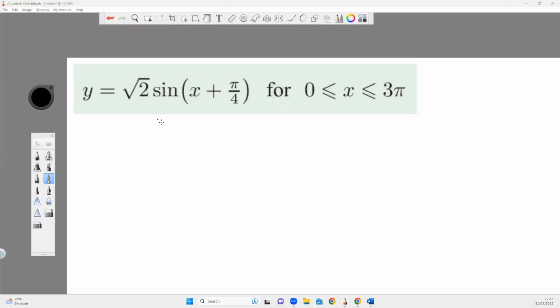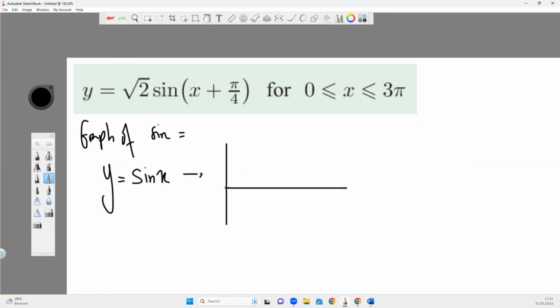Okay, so for this part, we have to understand that the idea of the trigonometric function is on the graph. So we have to understand the graph of sine. If I have the natural formula y equals sine x, the graph will be like this. It has to start from 0 until 2 pi, and then you go like this, where this is 1, this is -1, right?